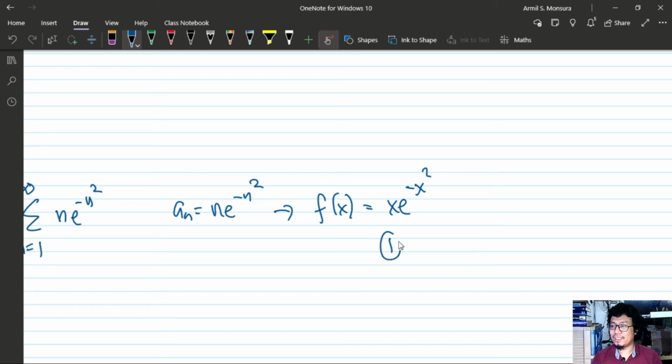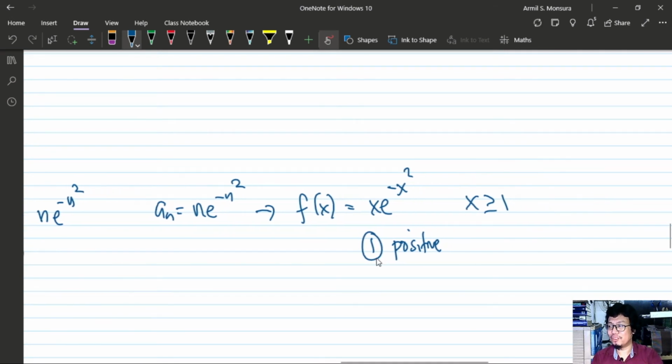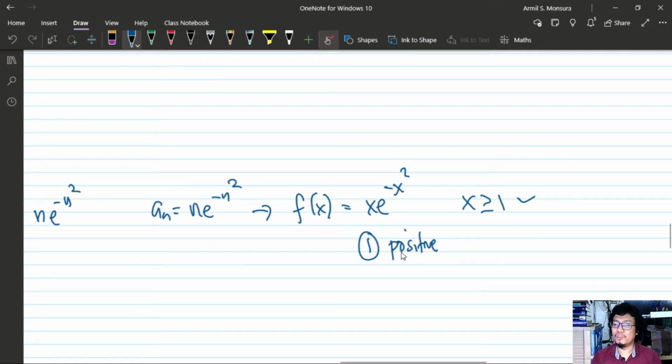We first determine, is the series positive? So for positive x, since our x naman is positive, then remember that the restriction here is that your x is greater than or equal to 1. That is the lower limit of your summation. So we start your limit here. So for positive x, then you can say that this one is positive.